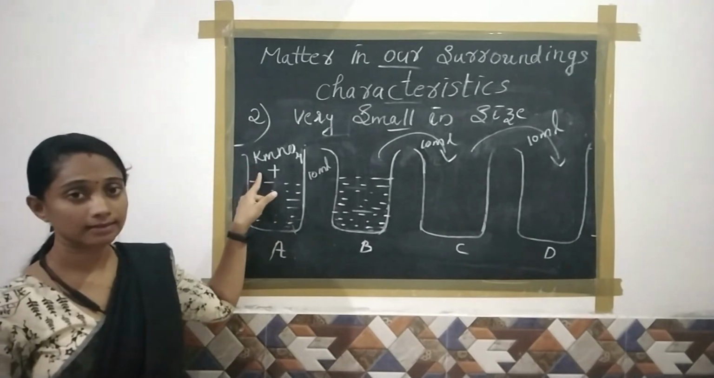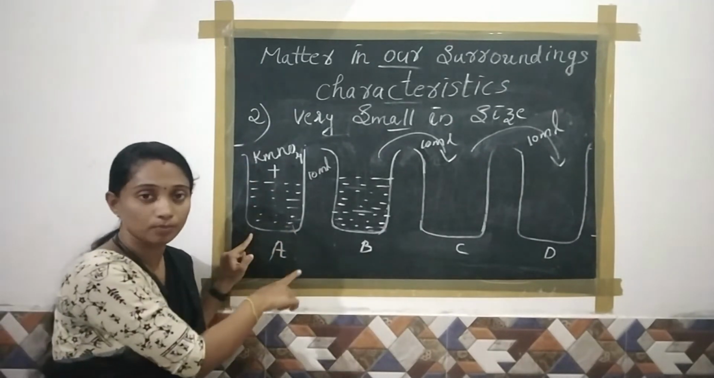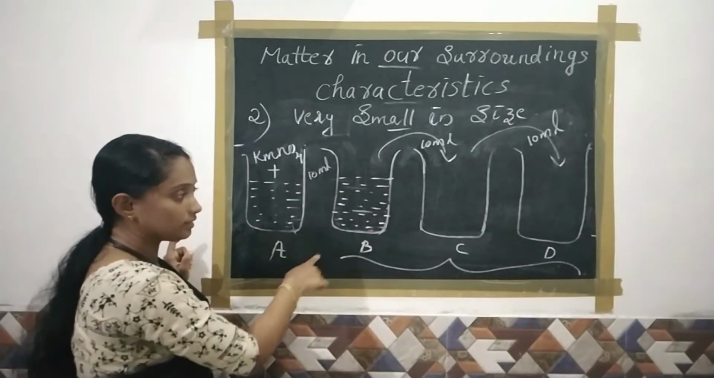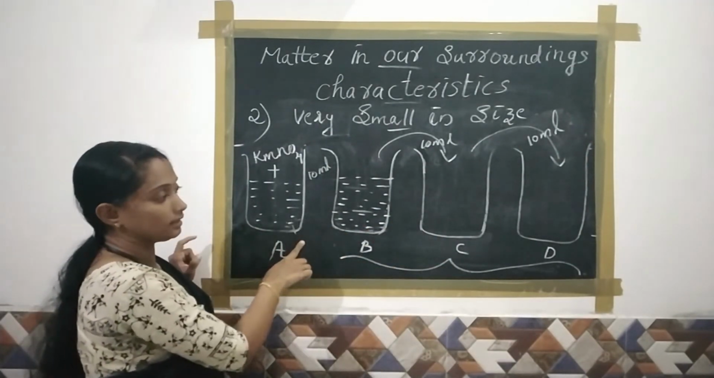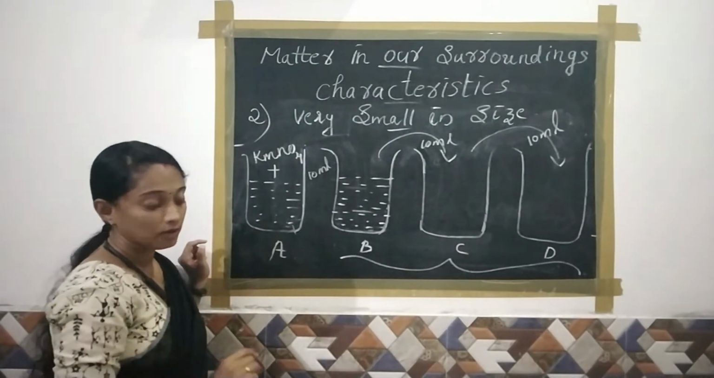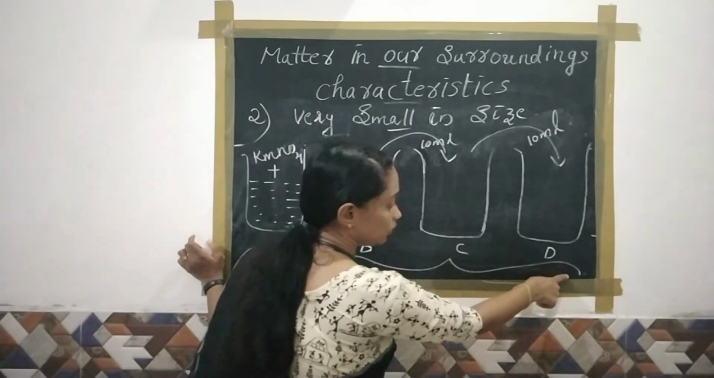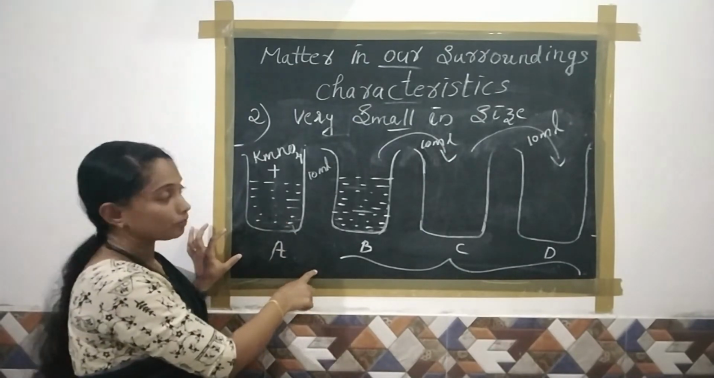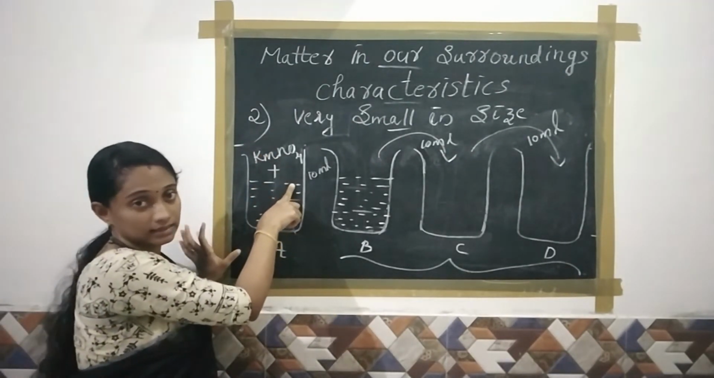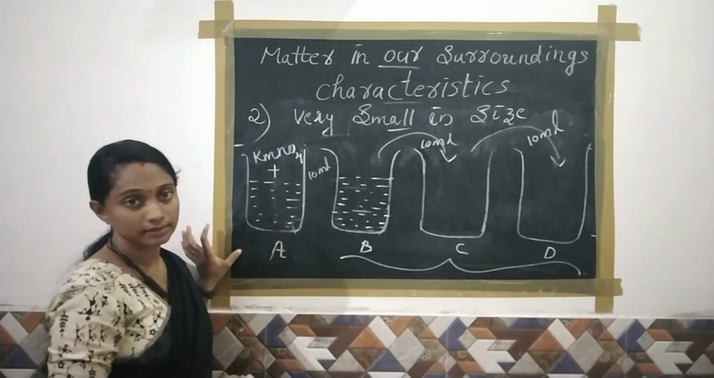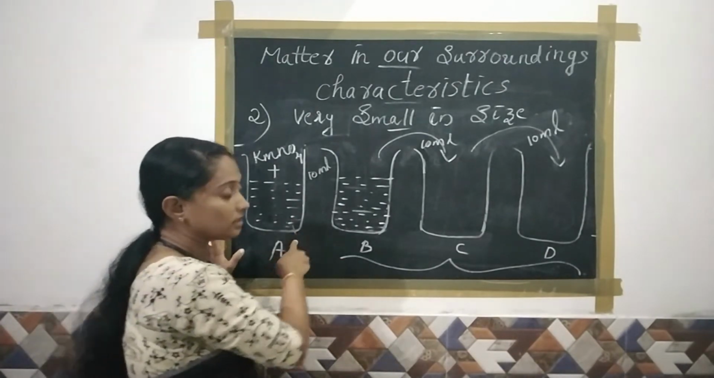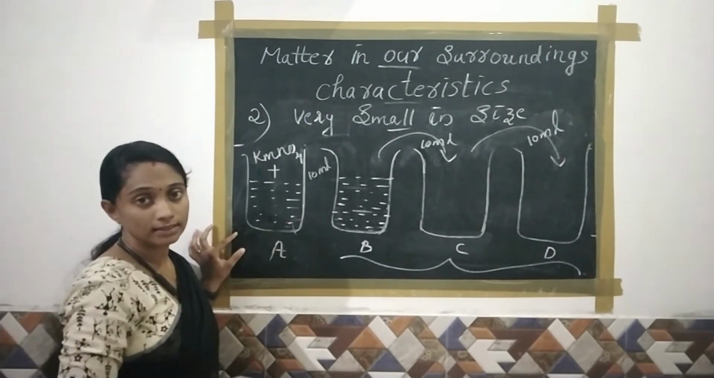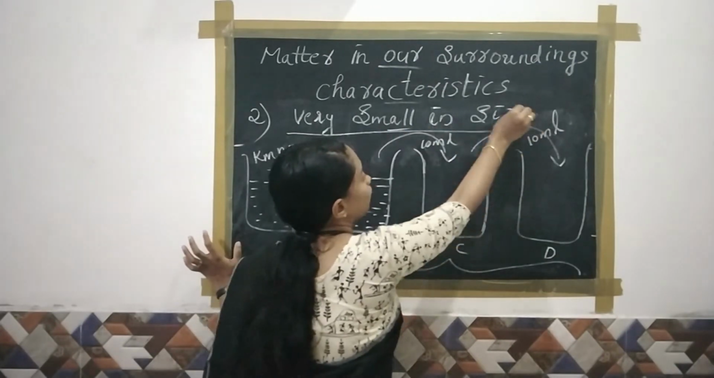When the potassium permanganate crystals are added in the first beaker, the water becomes dark pink. When the solution is repeatedly diluted, the intensity of the color gradually decreases. So we can say that 2-3 crystals of potassium permanganate contain millions of particles, and those particles transfer from one beaker to another. At the end of this activity, we can conclude that the particles of matter are very small in size.